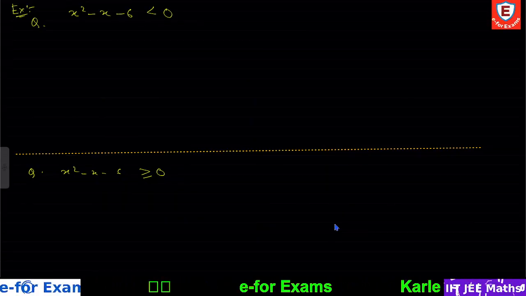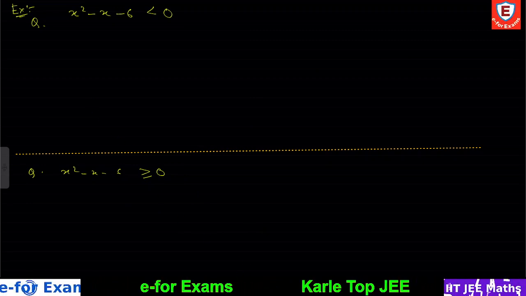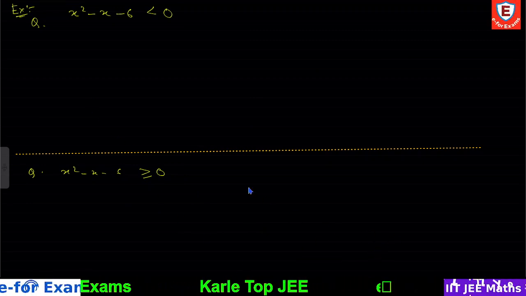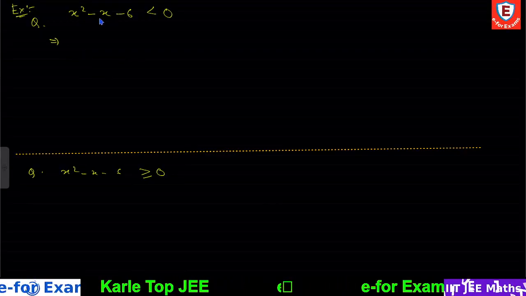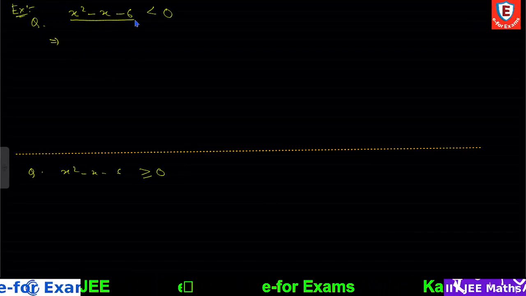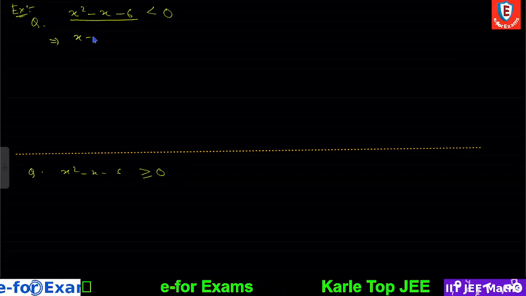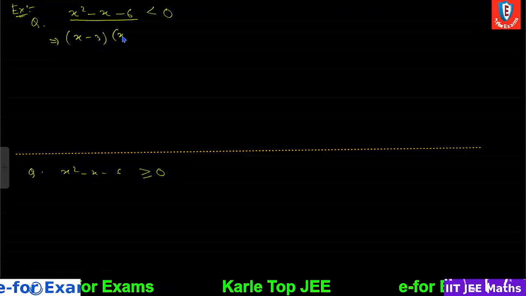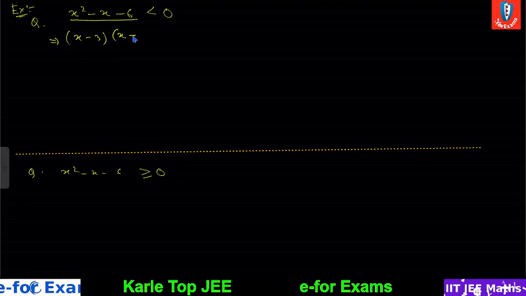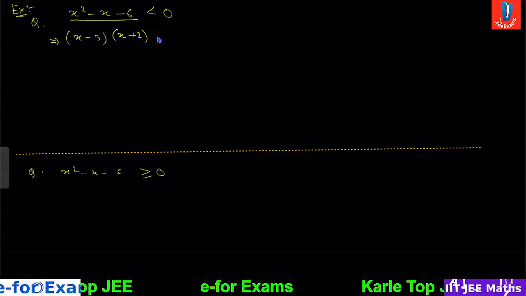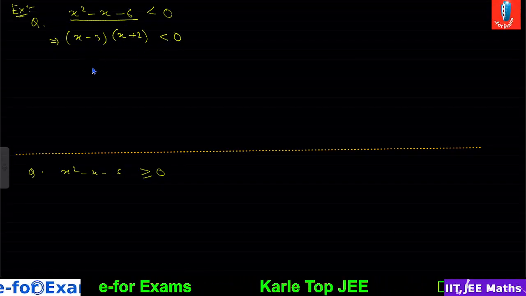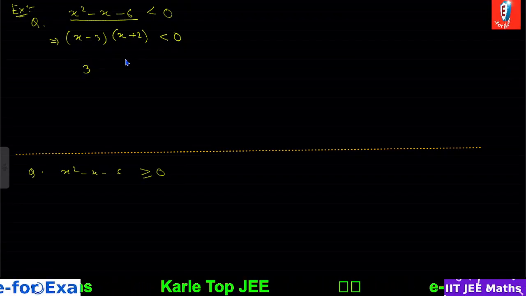Okay, next, let's do some examples. To understand the direct method, we are doing this here. We have to check whether this is reducible to 2 brackets or not. (x minus 3)(x plus 2), right? 2 into 3, 6, yes, plus 2 less than 0. Here, from here 3, from here minus 2.